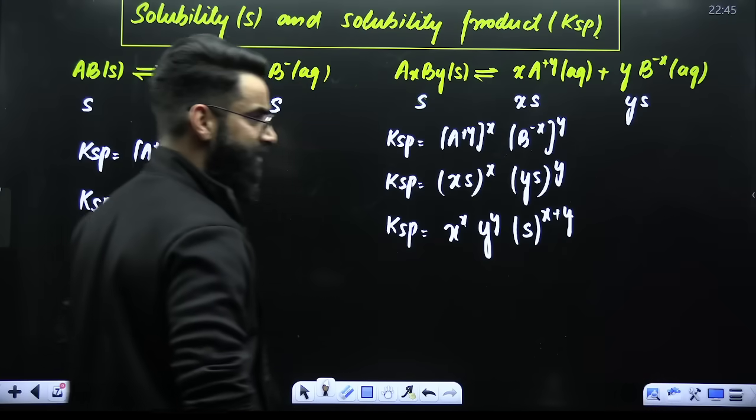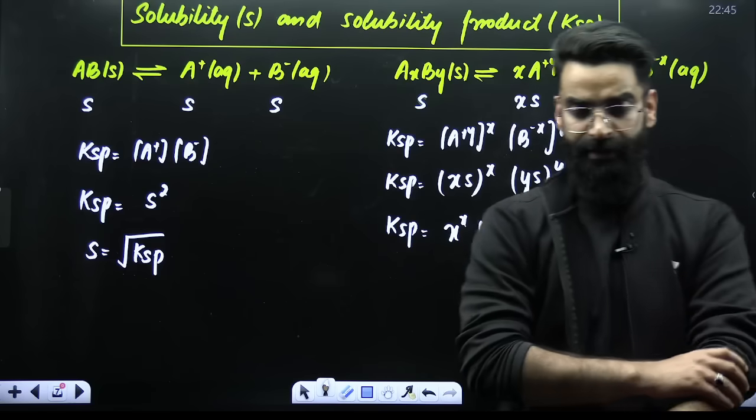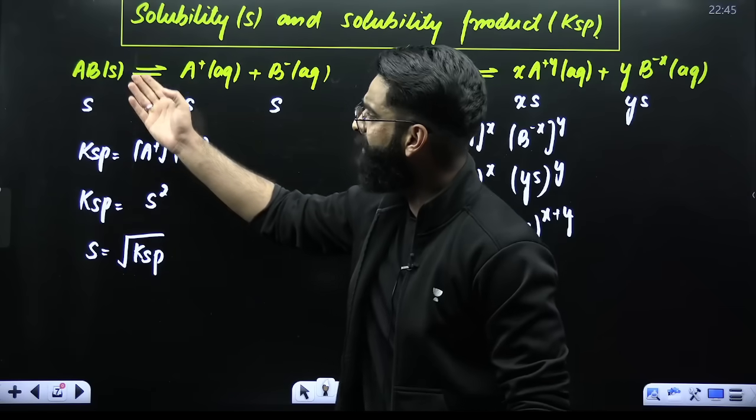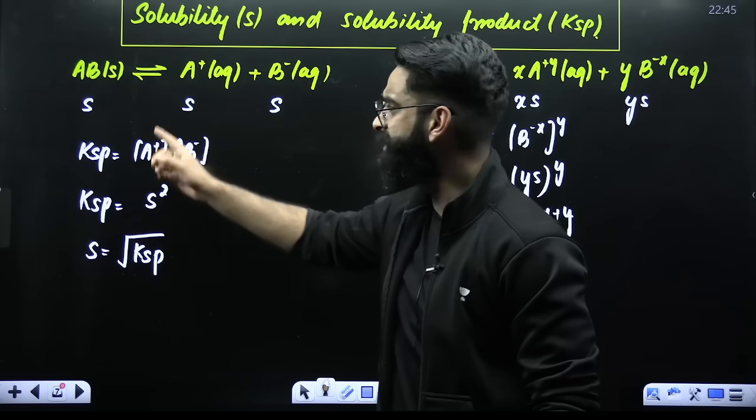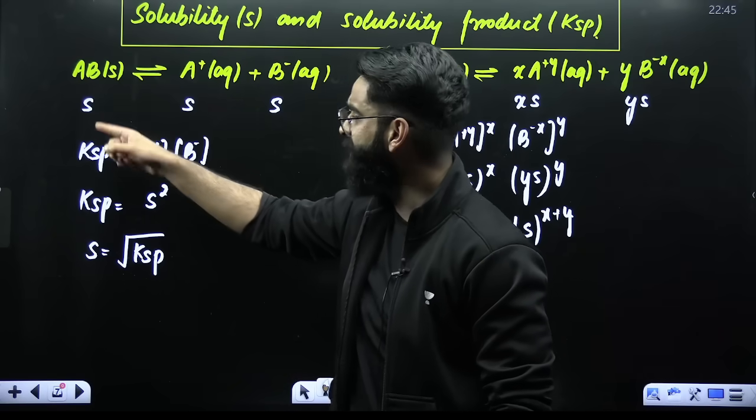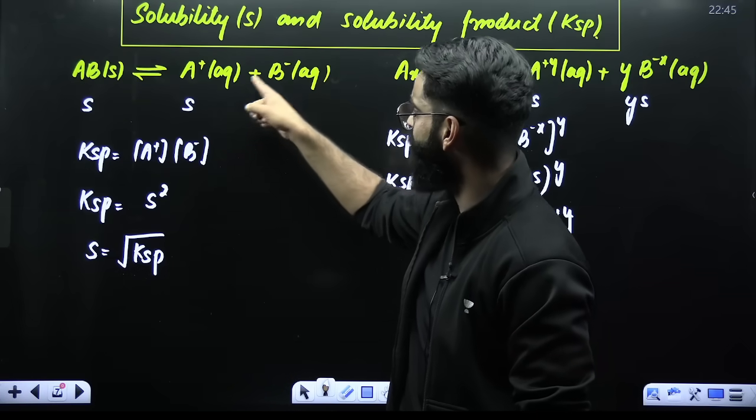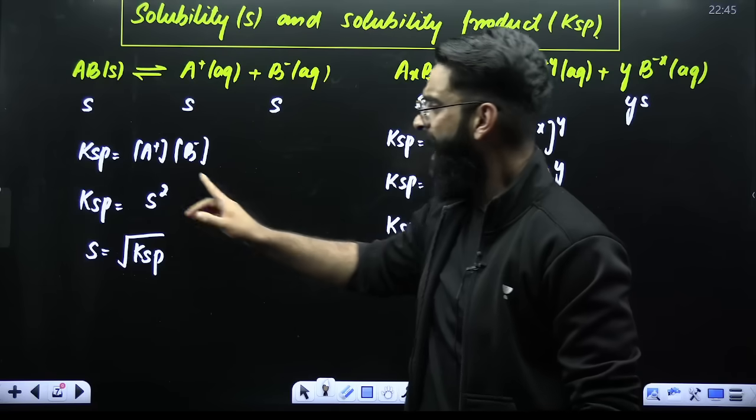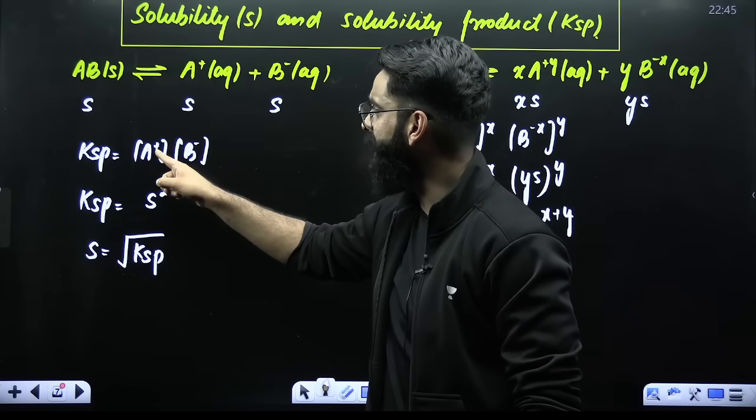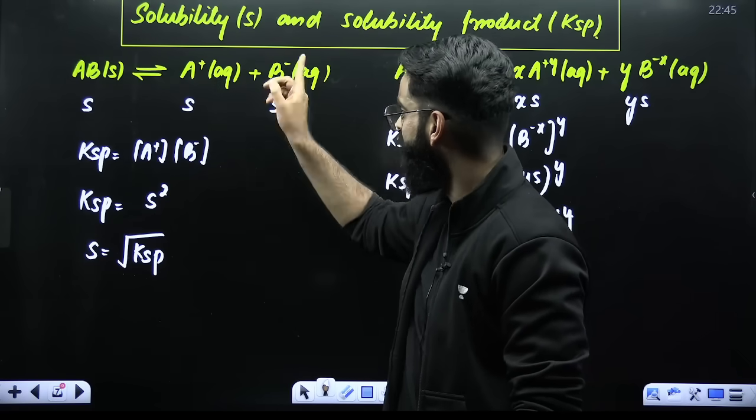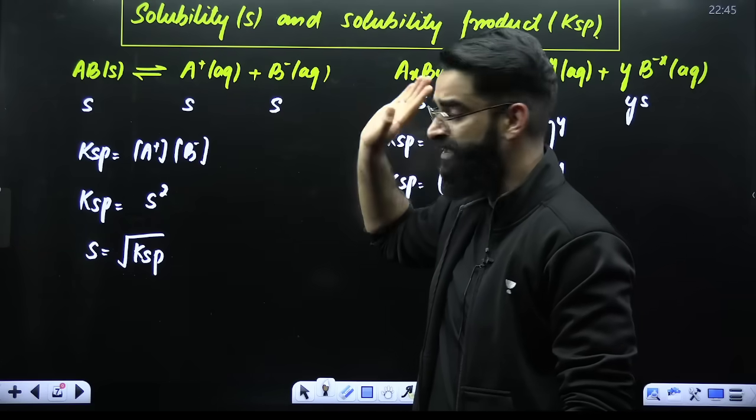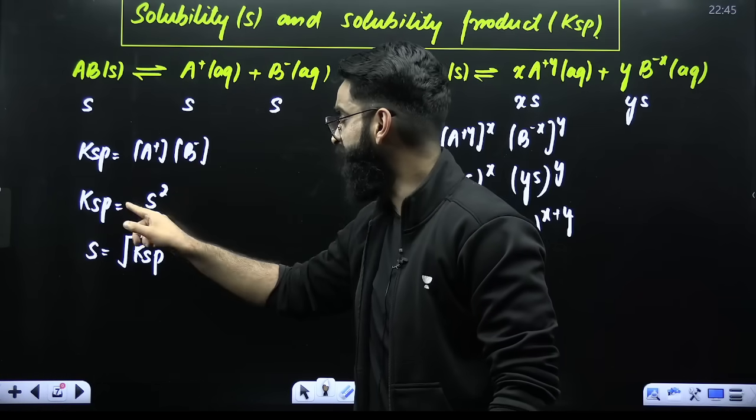Similarly, a question is asked on solubility and solubility product. My dear students, for example, this is a sparingly soluble salt, right? Let its solubility be S. If its solubility is S, I'll say concentration of A positive will be S, concentration of B negative will be S. How do you write the KSP expression? Concentration of A positive raised by its stoichiometric coefficient multiplied by concentration of B negative raised by its stoichiometric coefficient. So KSP will be equal.